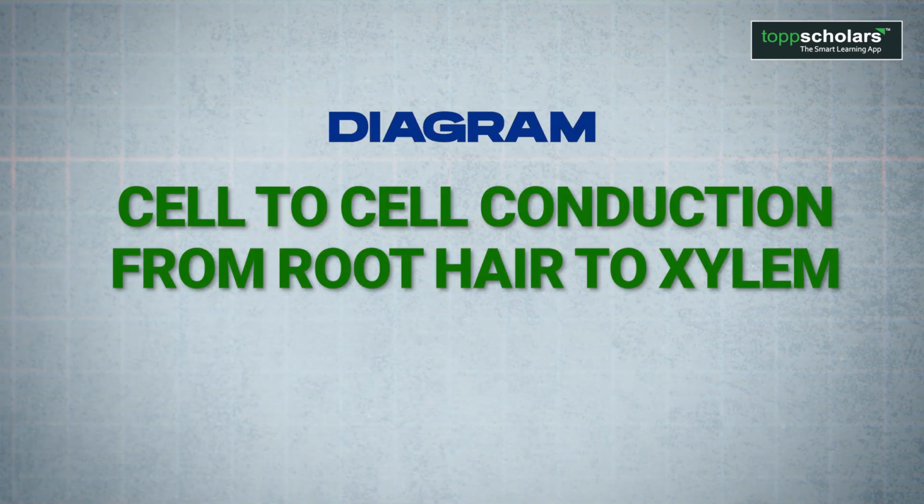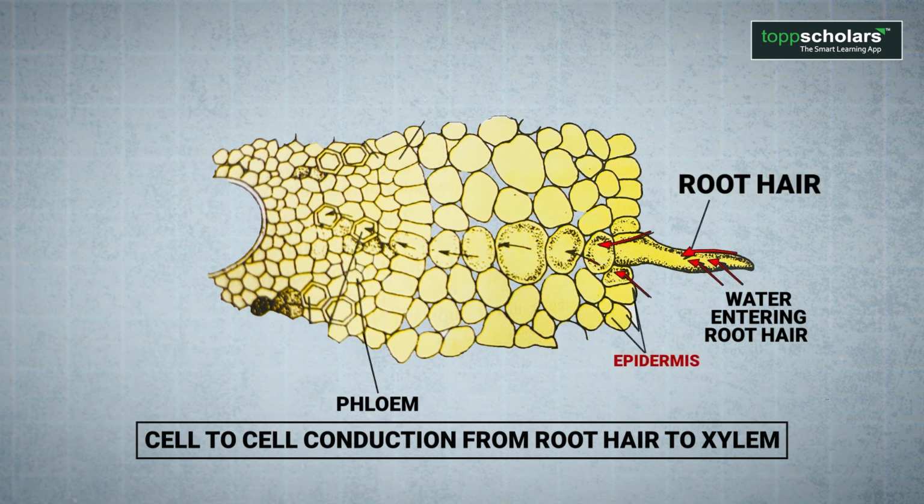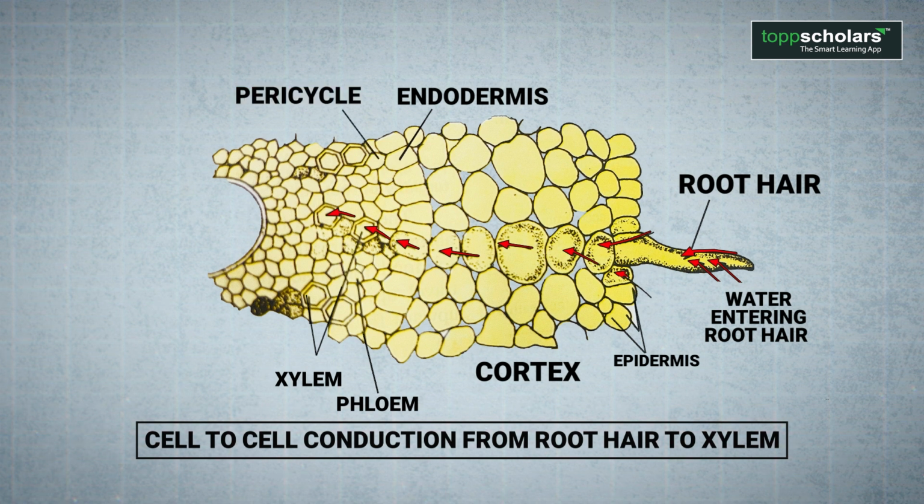Next diagram is cell-to-cell conduction from root hair to xylem, a very important process. Let's see it. Water enters through root hair, extensions of epidermal cell, then it passes through cortex, then endodermis, then it reaches xylem, water conducting tissue, and then to the rest of the plant. The pericycle cell surrounds the xylem and phloem in the stem. That's all about this diagram. I hope you have understood the basic process and the above diagram.